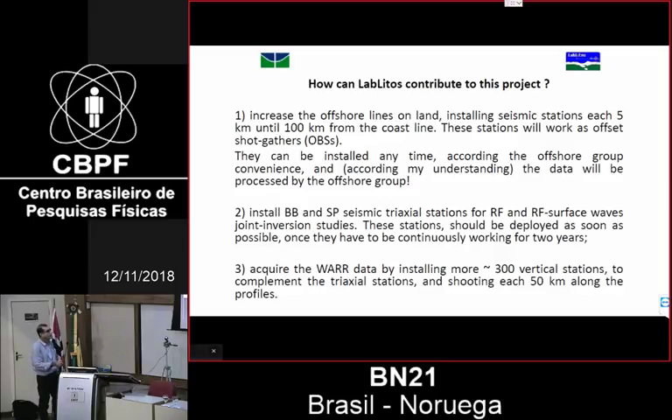Okay, install broadband and short period 3XL seismic stations for RF and RF surface wave joint inversion studies. These stations should be deployed as soon as possible, since they have to work continuously for 2 years. And the end, the main part of the experiment, is to acquire the refraction data, installing 300 more vertical stations to complement the 3XL stations installed before, and shooting 15 kilometers along the profile. That is what we intend to do.